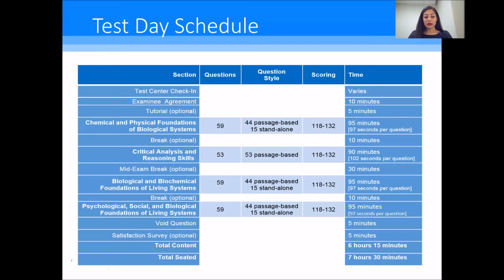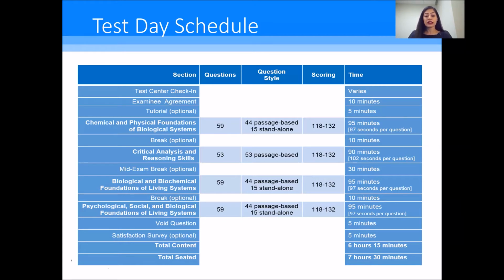So once you take that 30-minute break and you hit the biological and biochemical section, that's like the first section, 95 minutes in length, 59 questions. And then you have another 10-minute break, which is followed by the behavioral sciences section. So again, like the other 2 science sections, it's 95 minutes in length, 59 questions, and this is going to be the psychological, social, and biological foundations of living systems section.